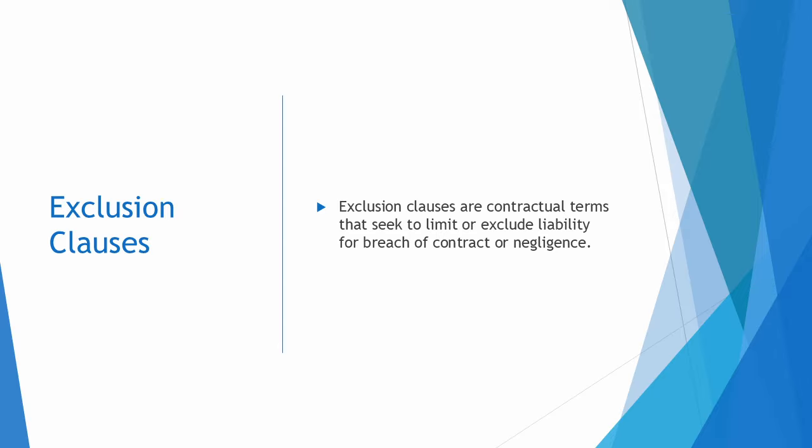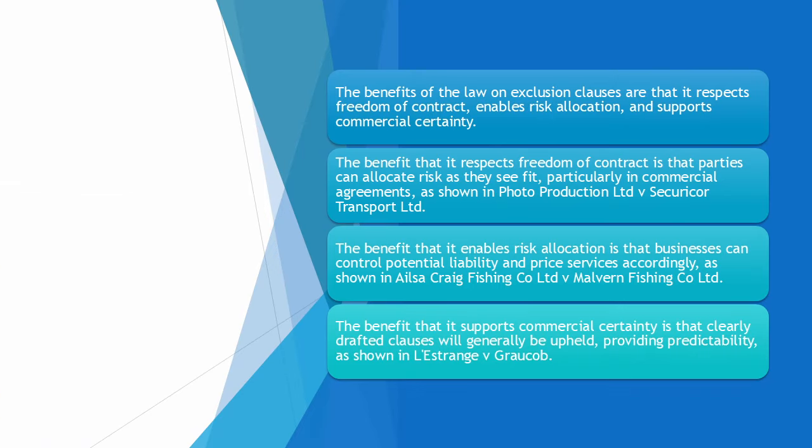Exclusion clauses are contractual terms that seek to limit or exclude liability for breach of contract or negligence. The benefits of the law on exclusion clauses are that it respects freedom of contract, enables risk allocation, and supports commercial certainty. The benefit that it respects freedom of contract is that parties can allocate risk as they see fit, particularly in commercial agreements, as shown in Photo Production Limited v Securicor Transport Limited.